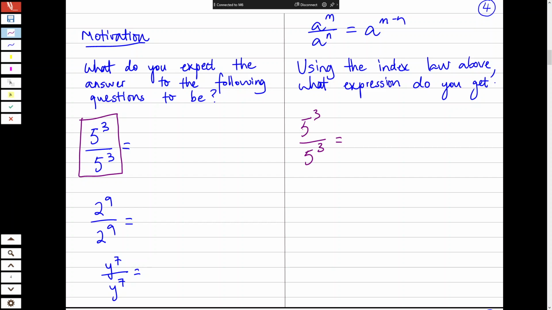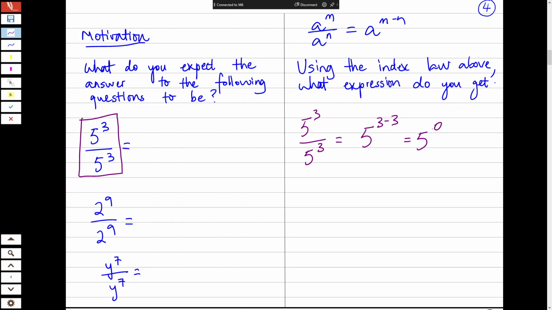Now, how did you get 5 to the 0, Talia? I don't know, so subtract. Okay, subtract because you're dividing. Yeah. All right. Oh, that makes sense. Okay.